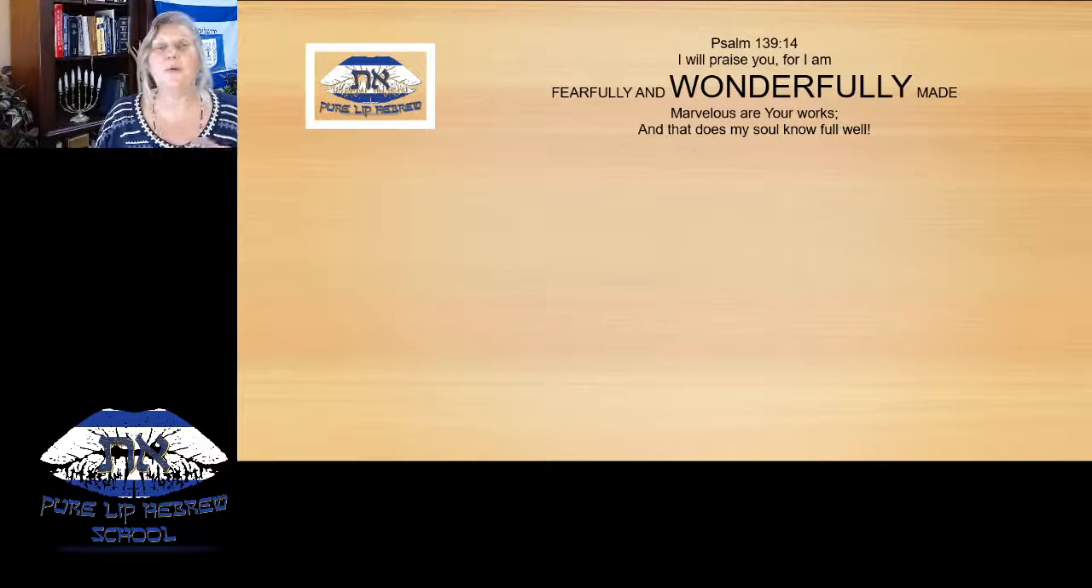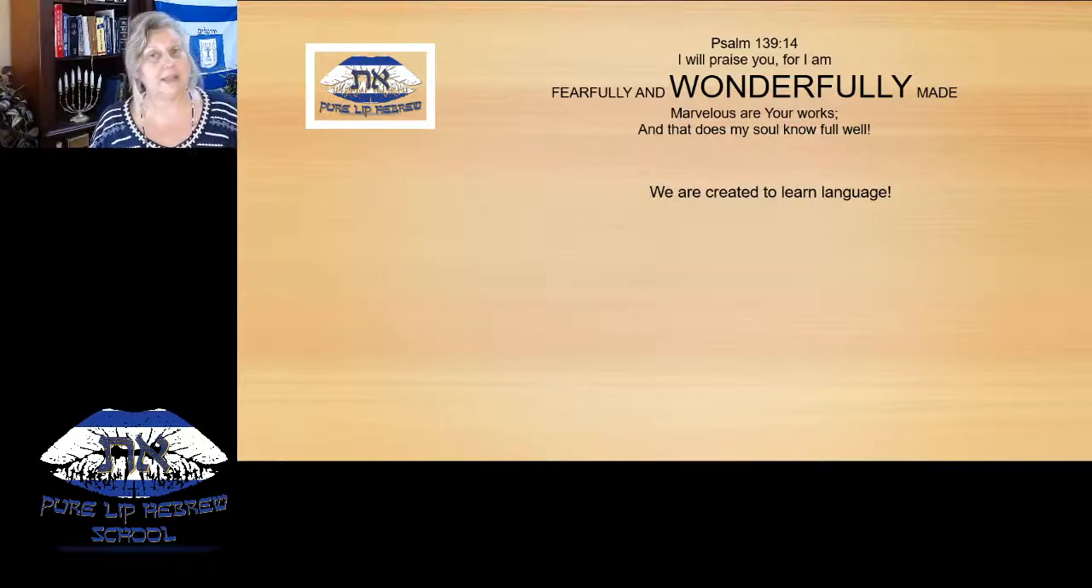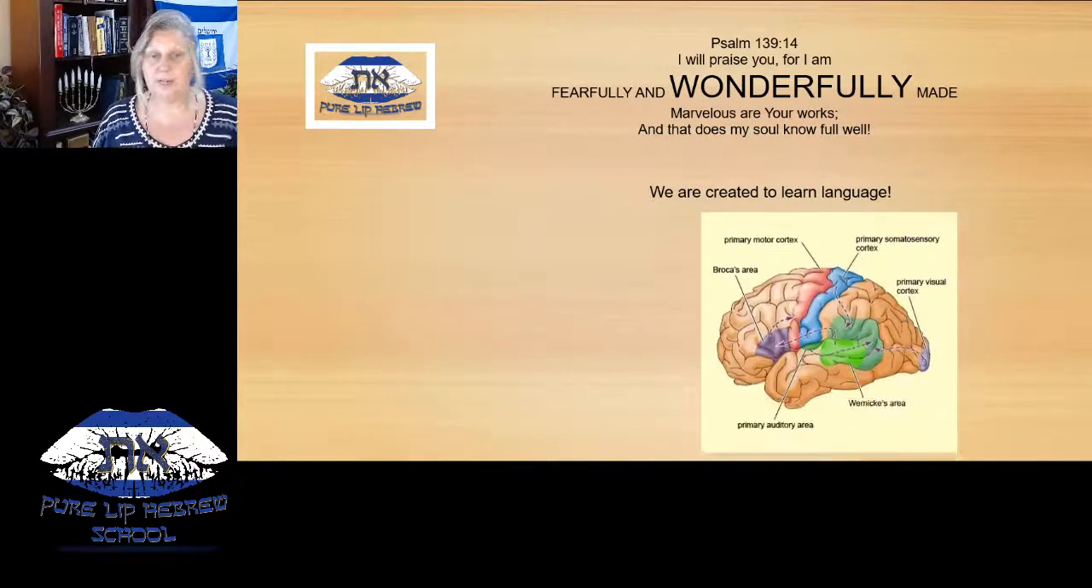It says, I will praise you, for I am fearfully and wonderfully made. Marvelous are your works, and that does my soul know full well. We are created to learn language, and I'm going to prove it to you. Here's a picture of a brain. See the colored areas? These are what a couple of scientists found to be the places in our brain that handle language processing. So this is all over here on the left side.